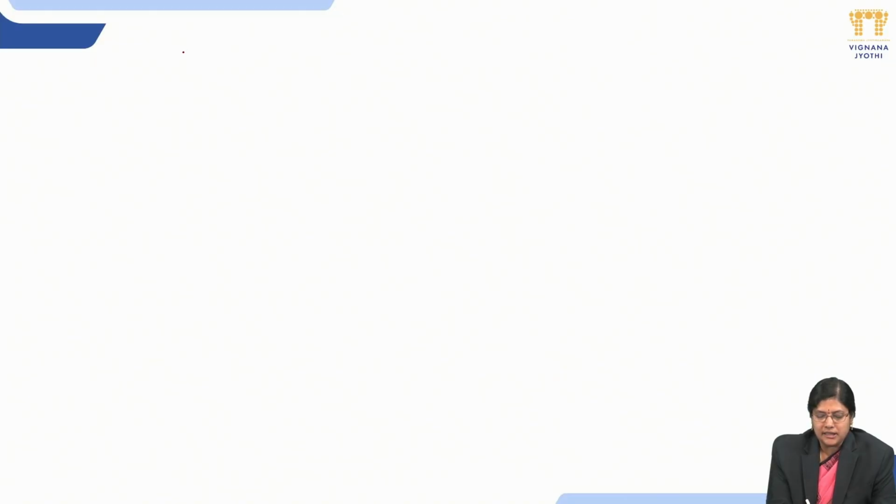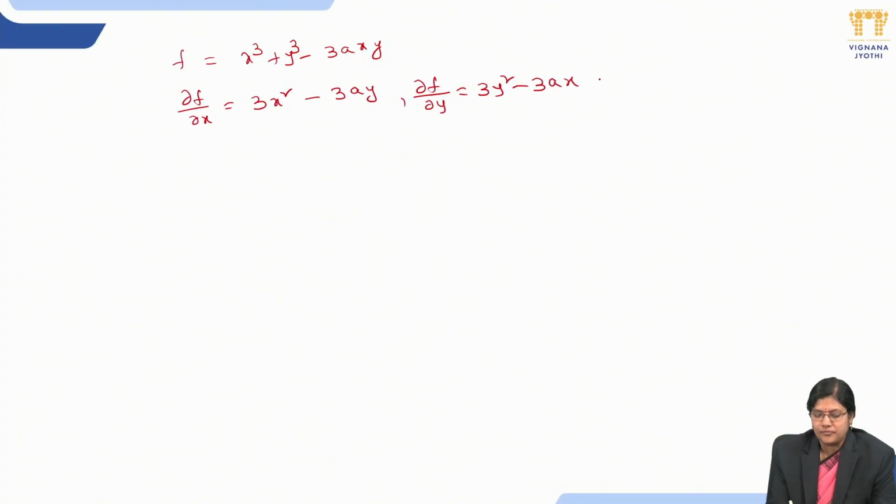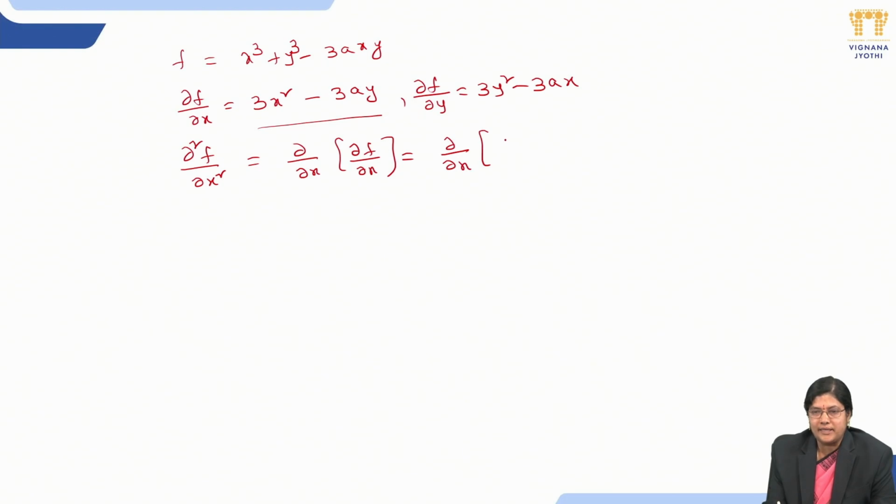Now coming to this one, given that f is equal to x³ + y³ − 3axy. Already we calculated ∂f/∂x as 3x² − 3ay, and ∂f/∂y as 3y² − 3ax. Next we are going to calculate ∂²f/∂x². ∂²f/∂x² is equal to ∂/∂x of ∂f/∂x. That is equal to ∂/∂x of, what is ∂f/∂x here? Already we calculated it: ∂f/∂x is 3x² − 3ay.